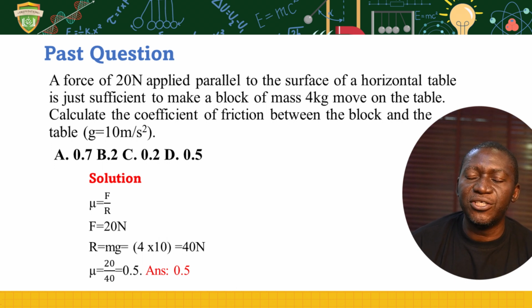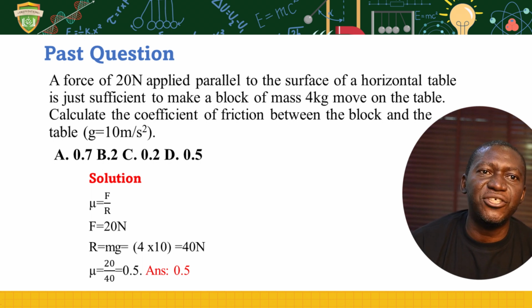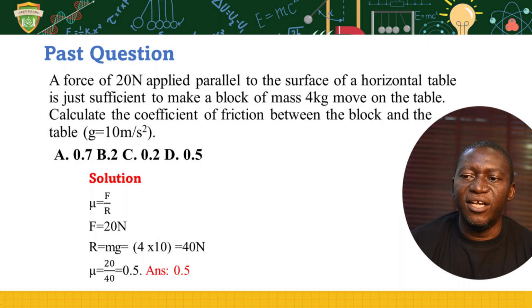From the introduction of the topic, we said that the coefficient of friction is the ratio of the frictional force and the normal reaction. The force has been given to be 20 newtons, while our normal reaction is the weight. The weight is given as mass multiplied by gravity. So the mass of the block here is 4 kilograms and g is given as 10. So if you find the ratio of the force and the normal reaction, you are going to have 20 divided by 40, which will give you 0.5.